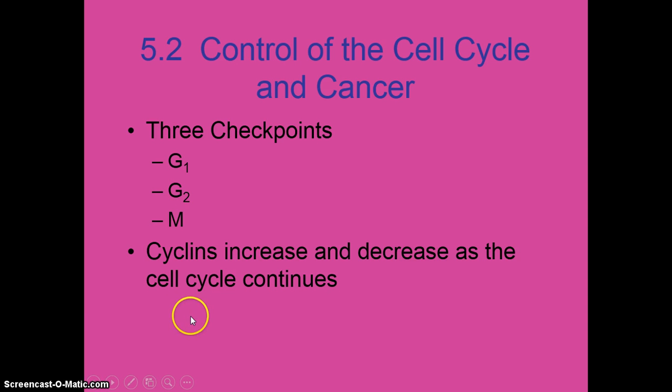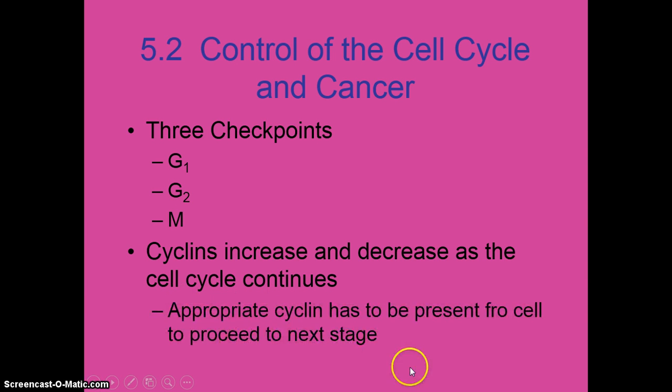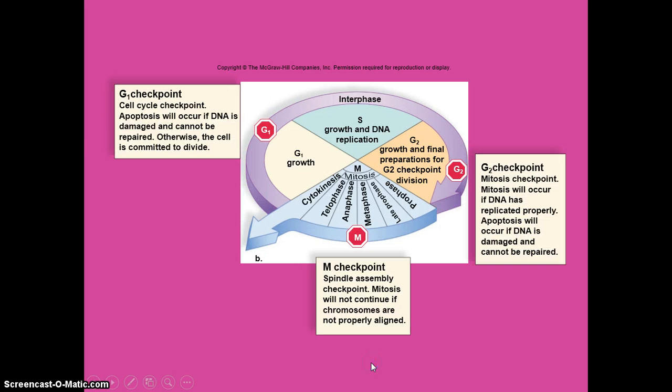Cyclins increase and decrease as the cell cycle continues. And the appropriate cyclin has to be present for the cell to go to the next stage. So if you can just remember, the cyclin is what helps it keep in the cycle. If the cyclin is there, then it can go to the next stage of the cycle.